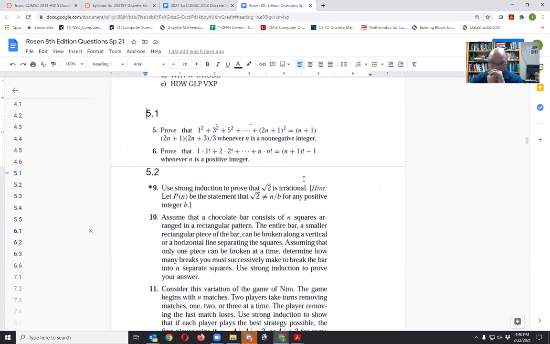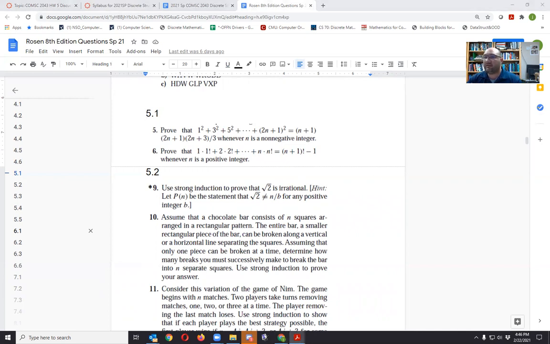Okay, prove that 1 squared plus 3 squared plus 5 squared plus through 2n plus 1 squared is equal to n plus 1 times 2n plus 1 times 2n plus 3 divided by 3 whenever n is a non-negative integer. Okay, so on these proofs, typically there's going to be a template that you can follow in the text.